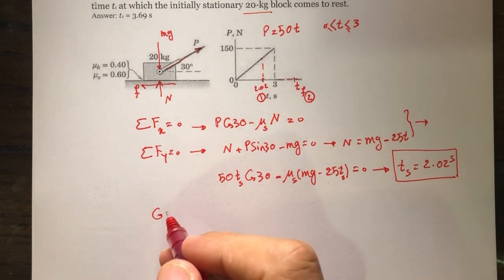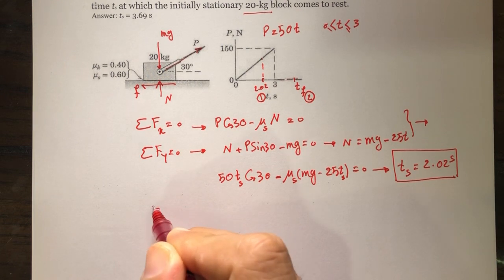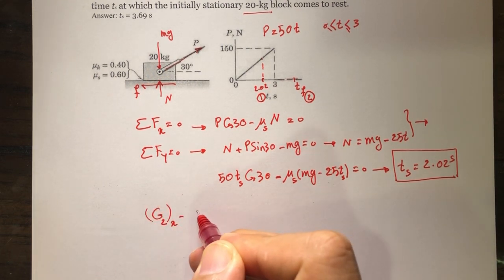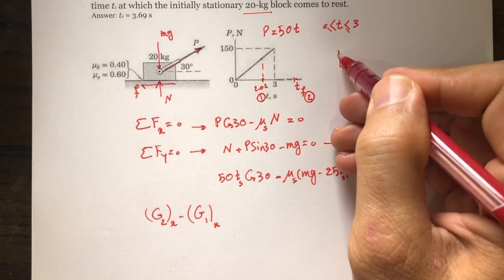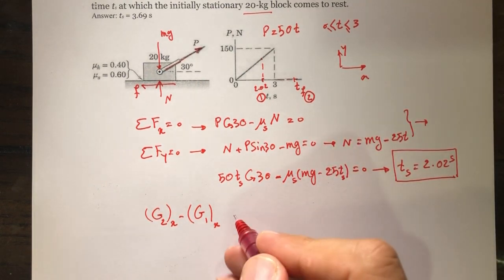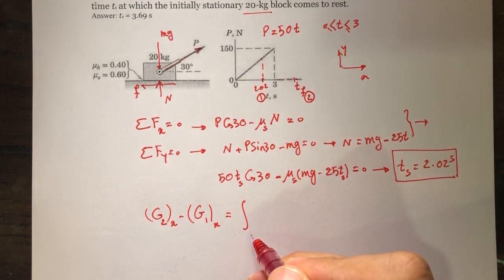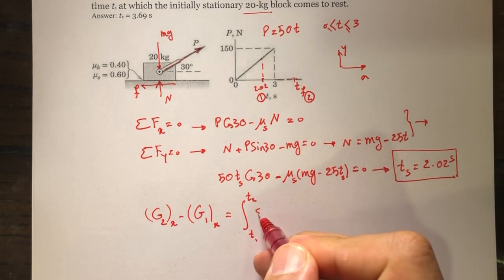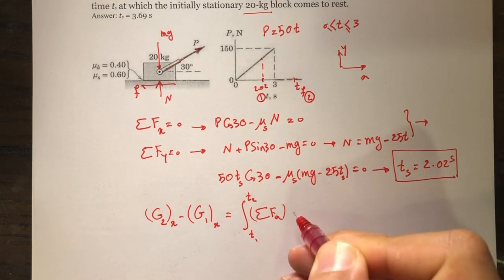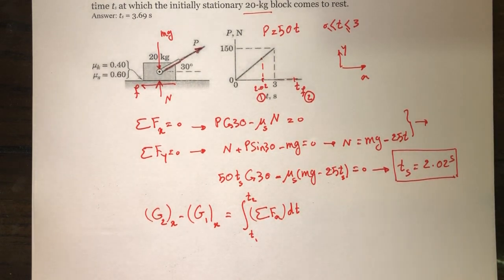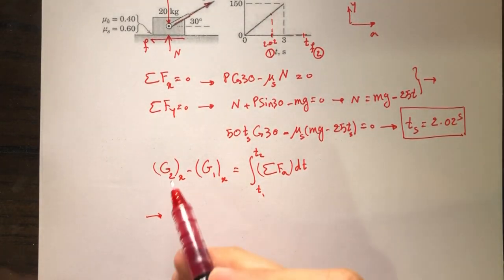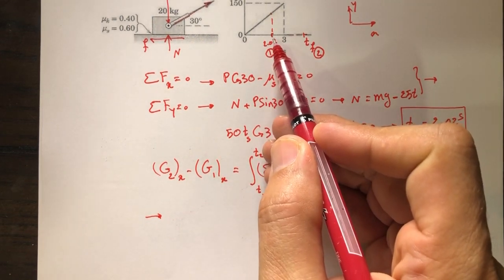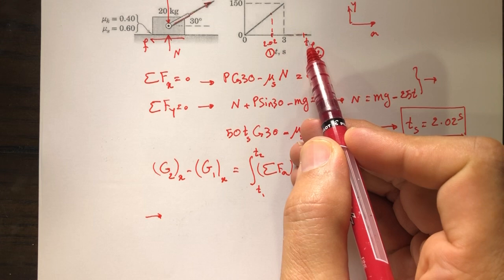Based on that equation, in the x direction, I have G2 in the x direction minus G1 in the x direction, and this is going to be equal to the integral from time 1 to time 2 of the sum of the forces in the x direction dt. Okay, so between 1 and 2, 1 again means starting to move, and 2 means when everything stops.